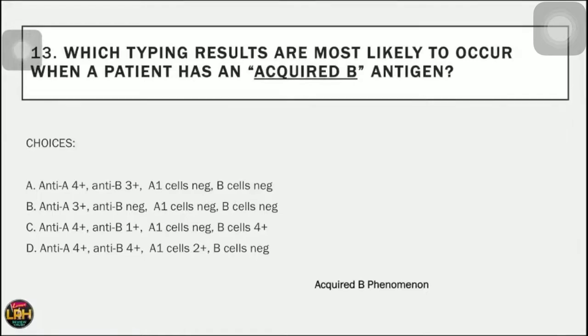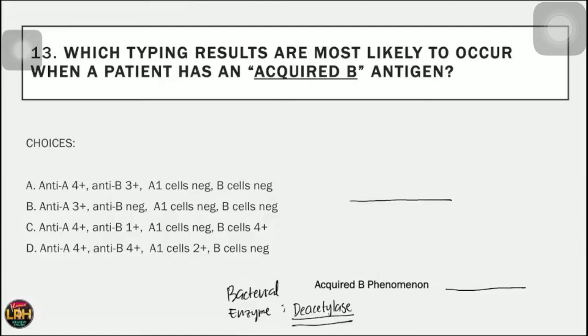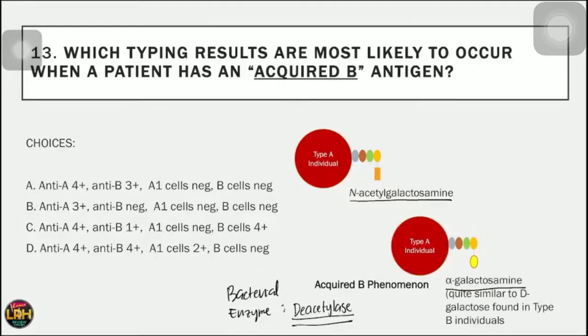Number 13, which typing results are most likely to occur when a patient has an acquired B antigen? So, before we can answer this, let us discuss first the acquired B phenomenon. Acquired B phenomenon occurs when the bacterial deacetylase converts the N-acetylgalactosamine seen among type A individuals to alpha-galactosamine, which is quite similar to the D-galactose found in type B individuals.